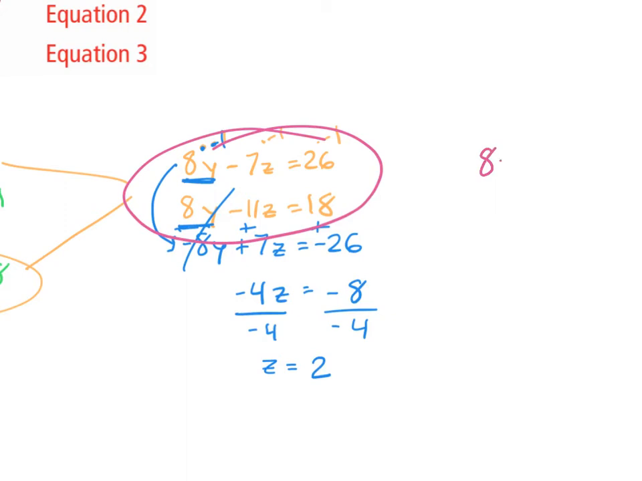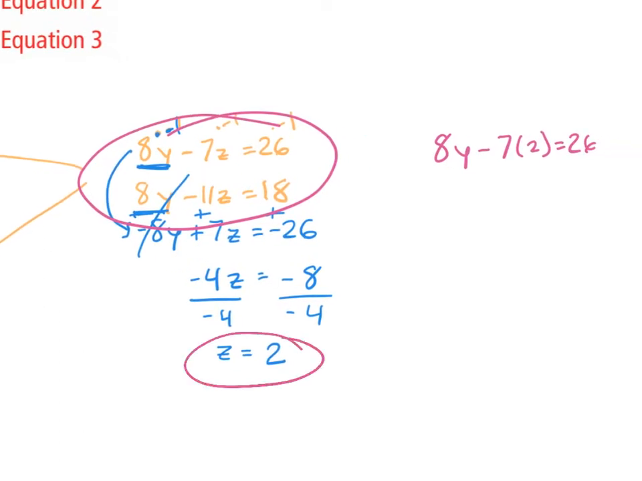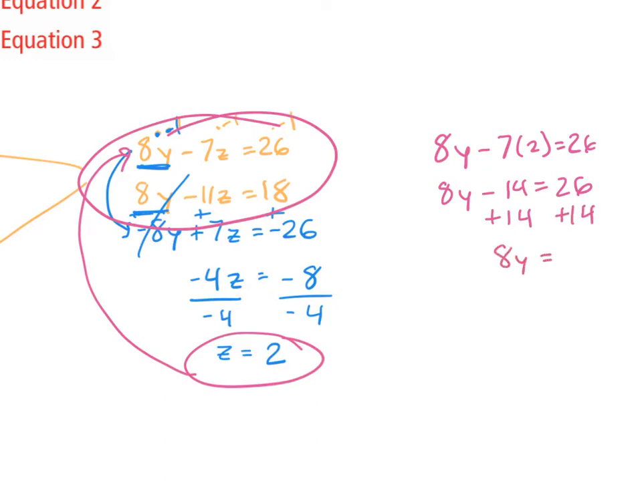So we have 8y minus 7 times 2 is equal to 26. So I'm just taking z is equal to 2 and plugging it into our first equation here. So 8y minus 14 is equal to 26. I'm going to add 14 to both sides. So I get 8y is equal to 40. Divide both sides by 8. What do we get for y? Five. Good job, Brooke.